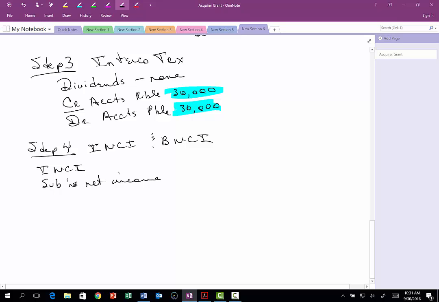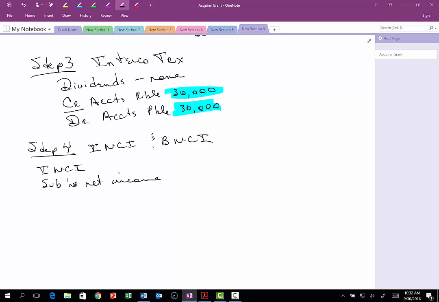Think about what INCI is. INCI is the non-controlling interest portion of the income statement. We're figuring out the non-controlling interest portion of the income statement. It's the income statement, so it's got to start with the sub's net income. We're going to have adjustments to it, so we actually get to SANI, the sub's adjusted net income. It's the NCI, so we're going to take the NCI portion of it.